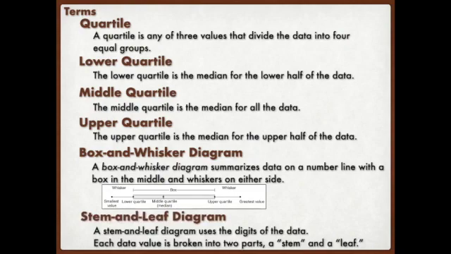Our last diagram is called a stem and leaf diagram. A stem and leaf diagram uses digits of data, and each data value is broken into parts which look like a stem and a leaf. Basically you have a number, and then you identify how much will come off of that number, the stem and the leaf.